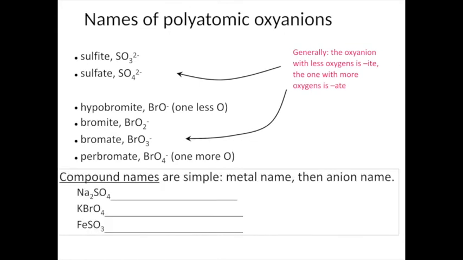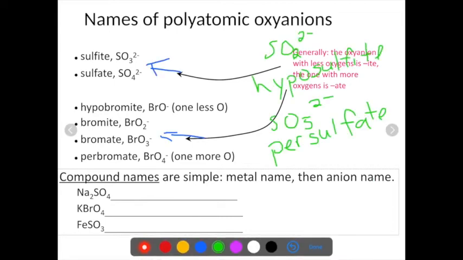So let's do these names here. These are ionic compounds with polyatomic ions in them. Na2 - Na is just sodium. And then SO4 is sulfate. So it's sodium sulfate. And that's it.